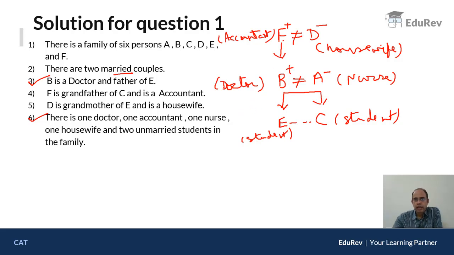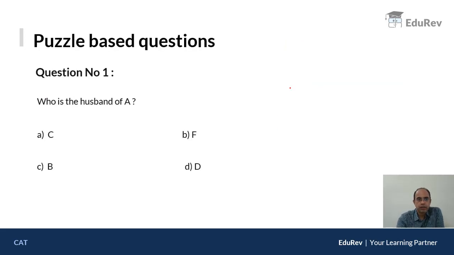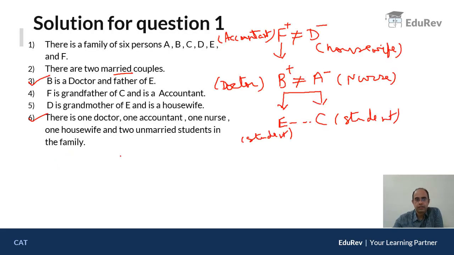Now, what all can we deduce? F and D are grandparents. B and A are parents of E and C. Nothing has been said about E and C's gender. Therefore, we don't know whether E and C are a son or daughter. Fine, guys. Now, the question says, who is the husband of A? B is the husband of A. Hence, option C is the correct answer.